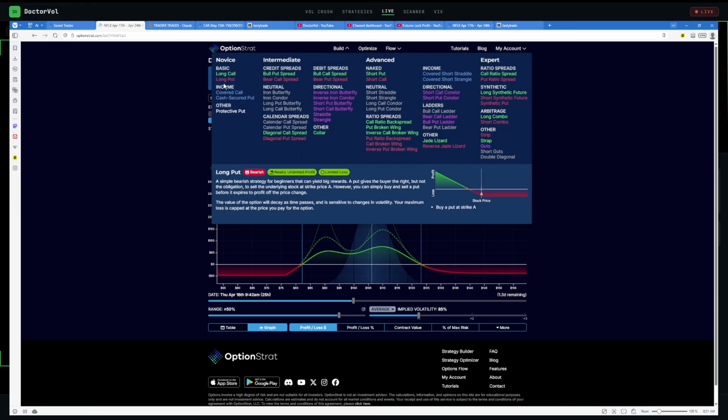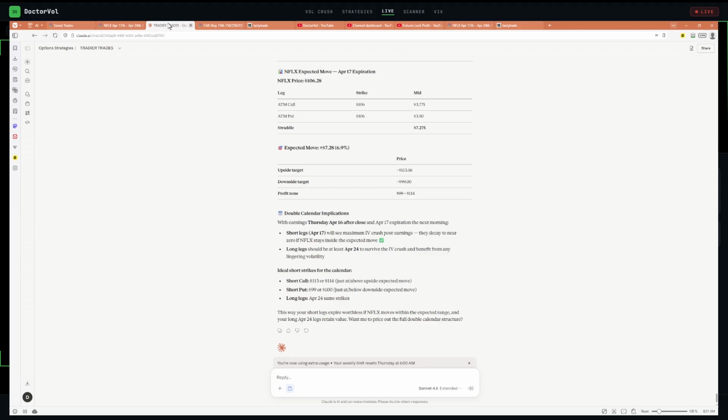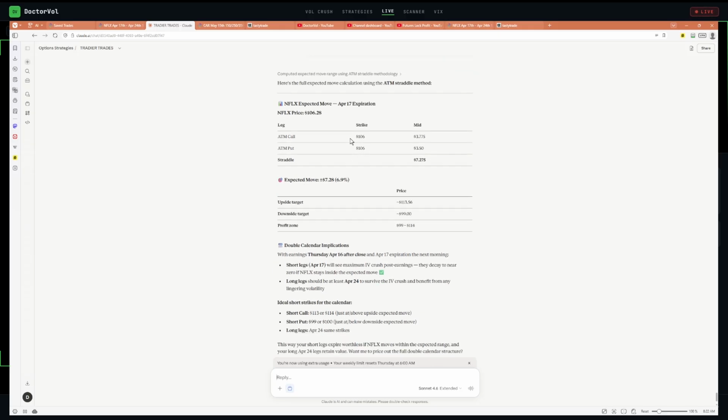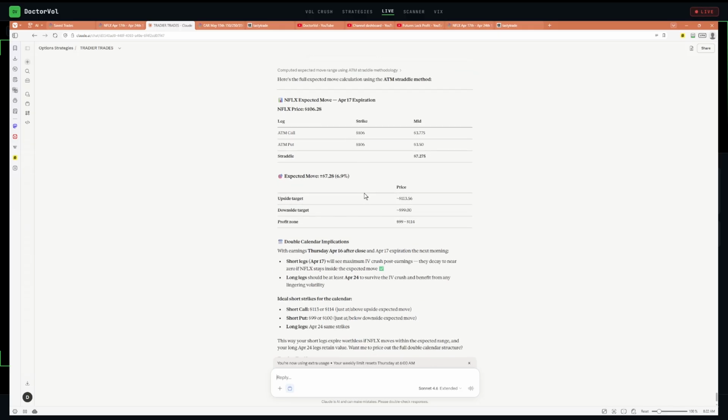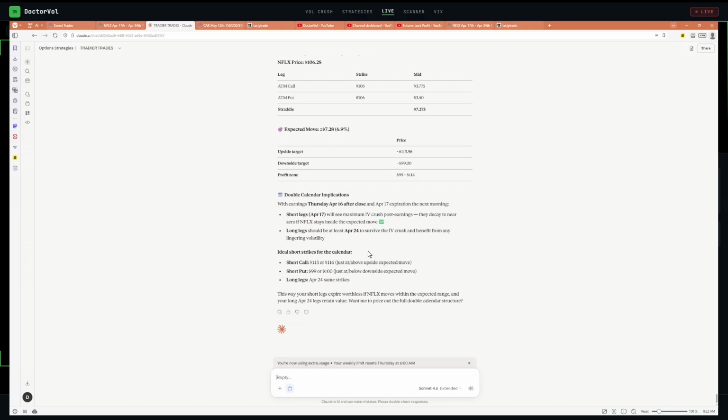Let's just form this along the lines of the expected move that we just pulled up. So we're looking at 100 and 115. It's currently at 106. Doesn't look balanced, really.